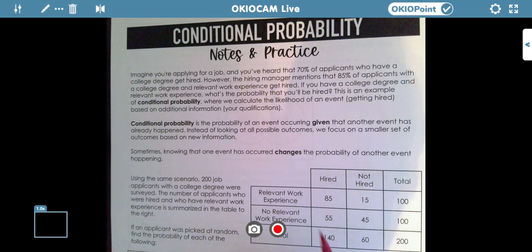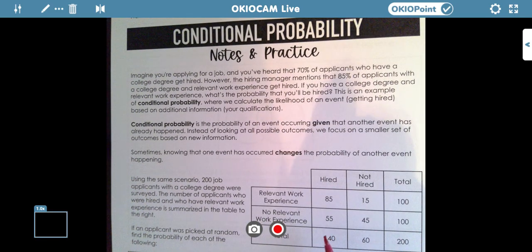So we use the phrase "given." The probability of an event occurs given that another event has already happened. Knowing one thing happened affects the probability that something else is going to happen. So we call that conditional probability.